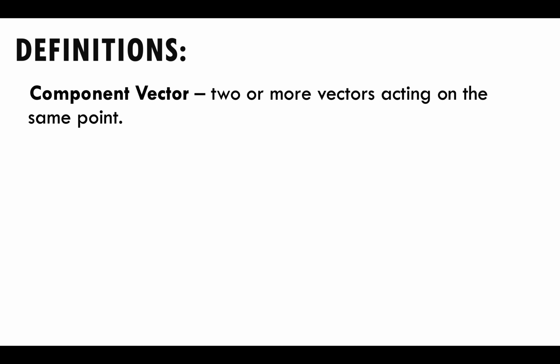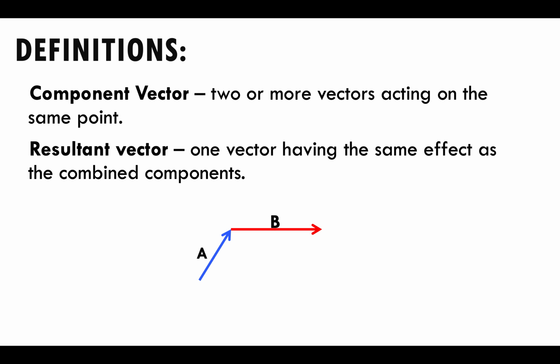A couple of definitions you need to know throughout this unit is component vector. It's essentially 2 or more vectors that are acting on the same point. When we get to word problems later in this video, we're going to be given 2 or more vectors. The ones given in the question are going to be the component vectors, and they all go one after the next and take you to the end point. Versus your resultant vector, which is the one vector that has the same effect as the combined vectors. That's what we're going to solve for. It's the result of all those components combined together.